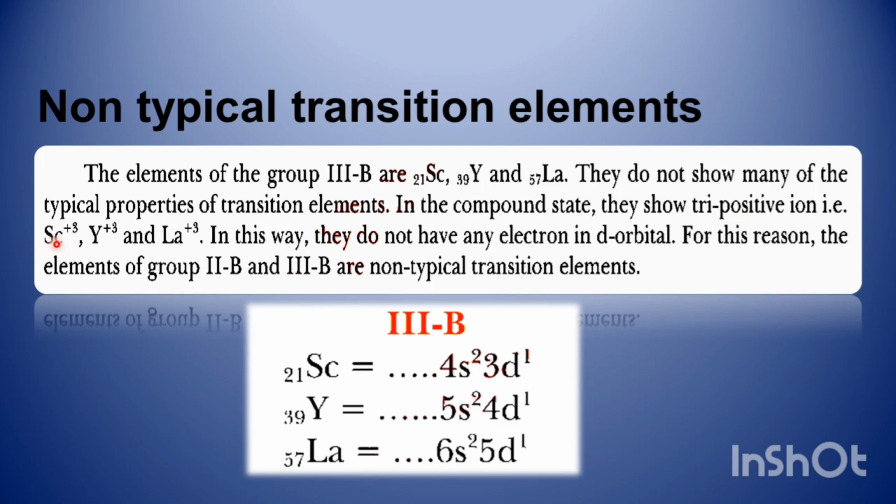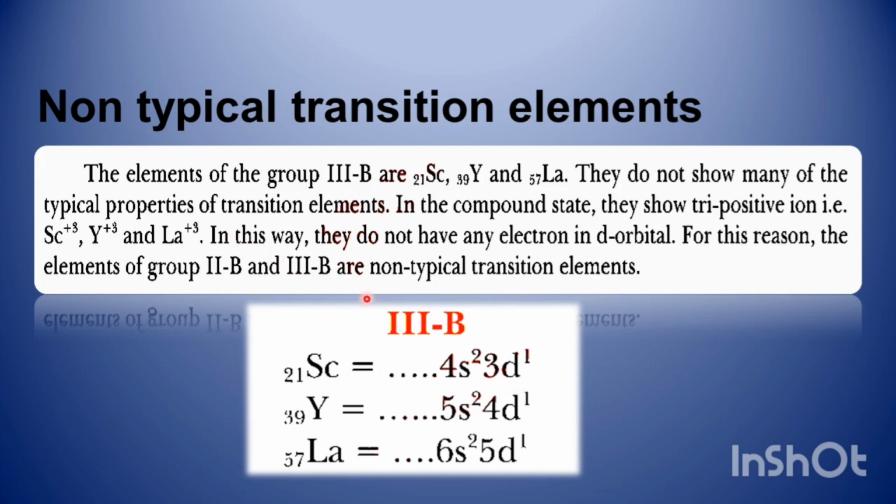For example, scandium in +3 oxidation state is going to lose 2 electrons from 4s and 1 electron from 3d, and therefore attain a positive 3 charge. Now students, after losing these 3 electrons, it will be left with no electrons in the 3d orbital.